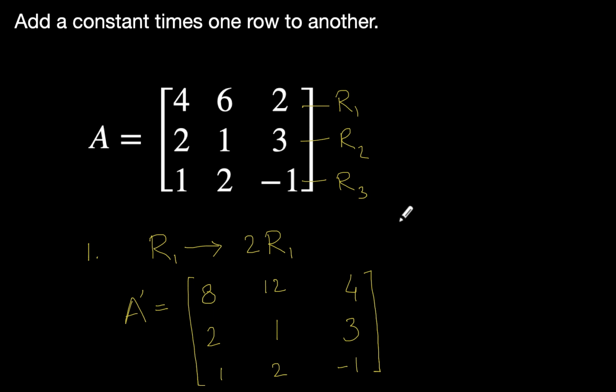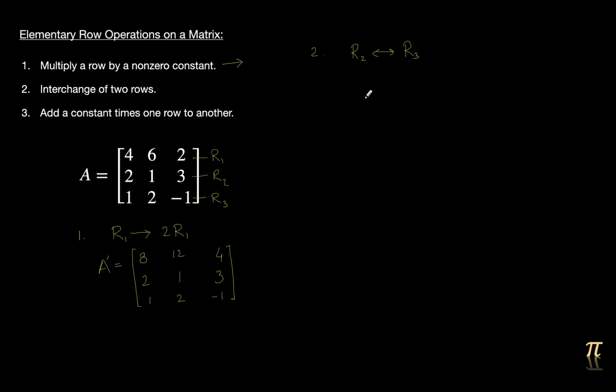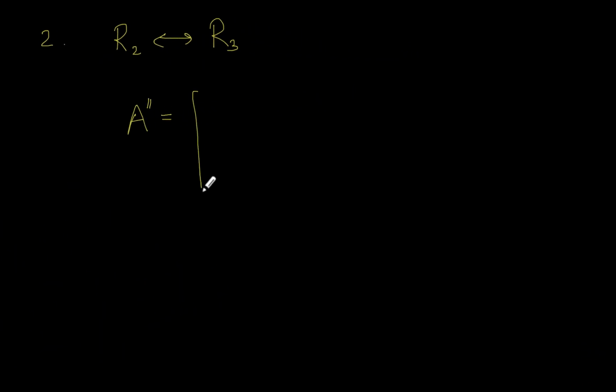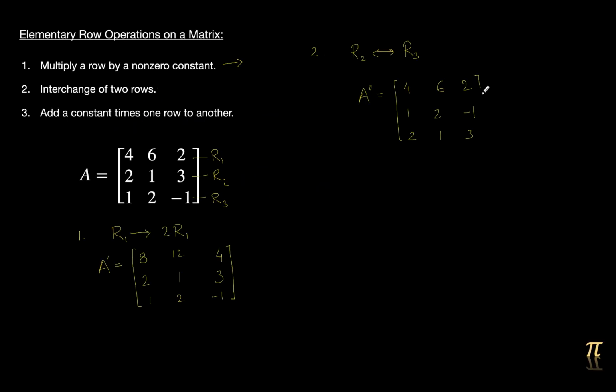Let me give you the example for the second one. For the second operation, interchanging of two rows, suppose you interchange row 2 and row 3. So you will get matrix A. We just change the name to A double dash. This is just a notation.